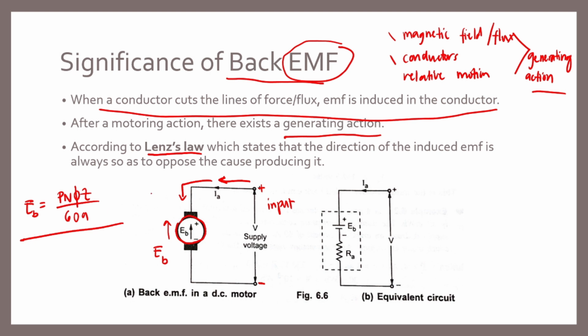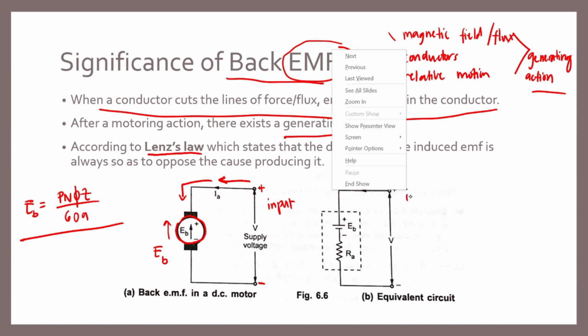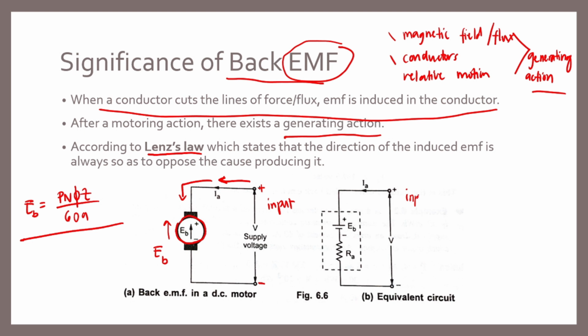If you try to look at the equivalent circuit, this is the supply input voltage, or the terminal voltage, and the terminal voltage flows right through the armature conductors. Then, once it rotates, that's why we establish a back EMF.